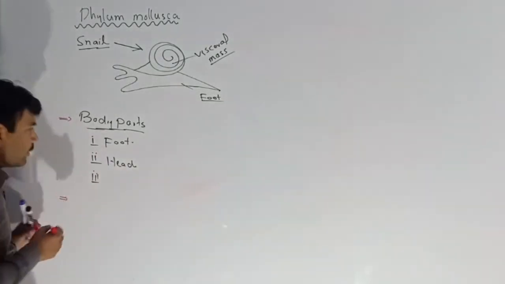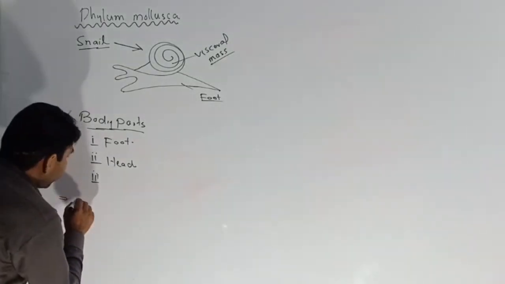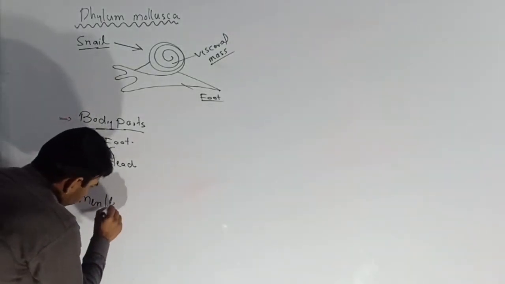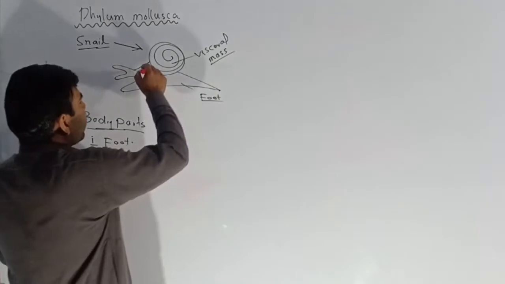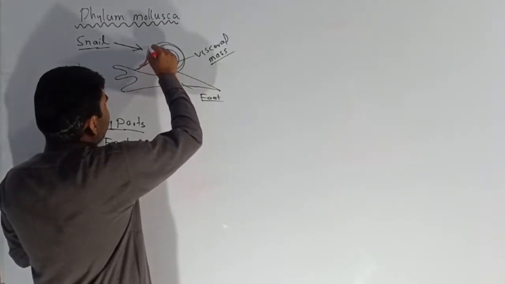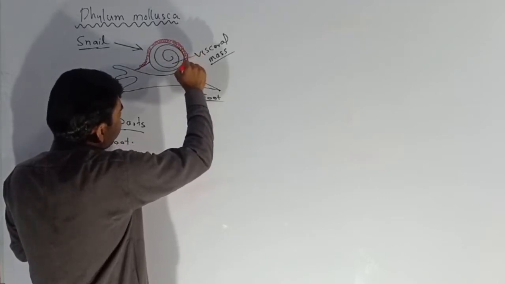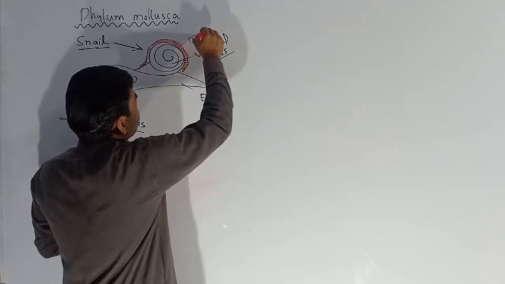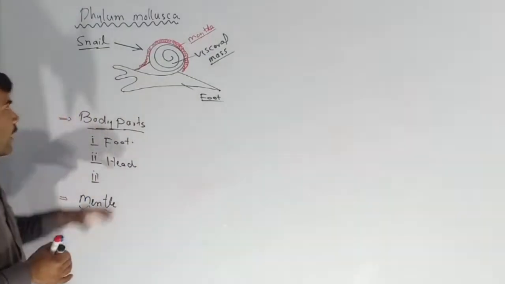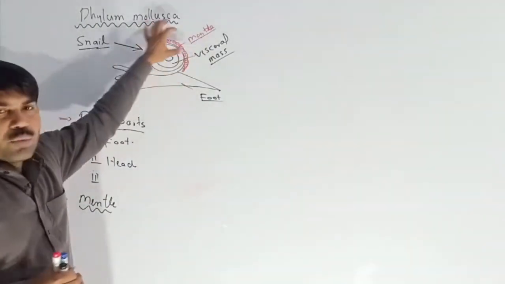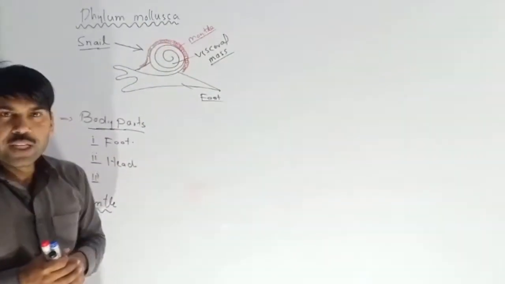The next general character of the phylum Mollusca is the mantle. So what is a mantle actually? The mantle is the outer covering of this snail or of the members of the phylum Mollusca. This covering is known as mantle. So we can write here that almost all the members of the phylum Mollusca are covered by a structure which is known as mantle.